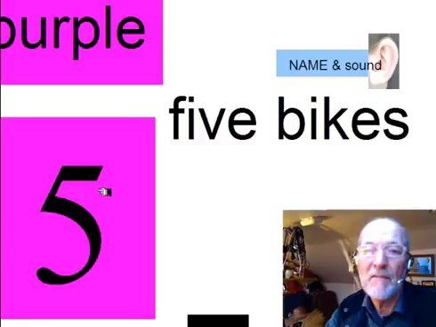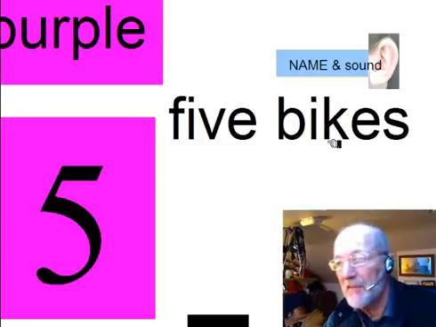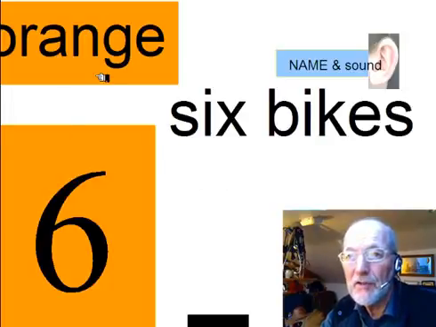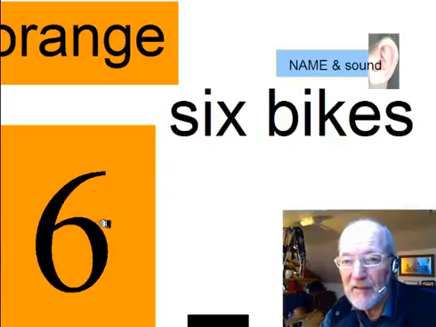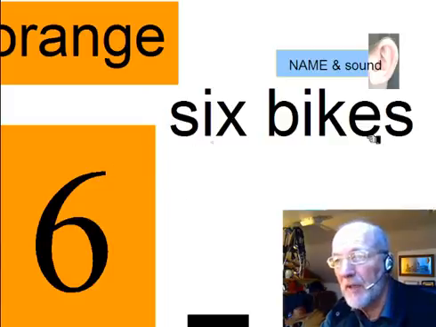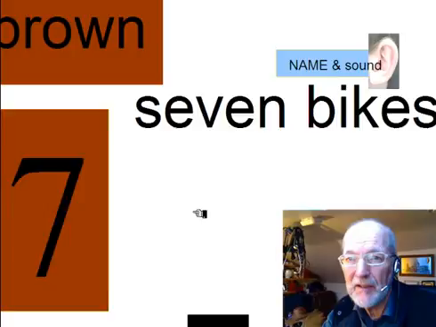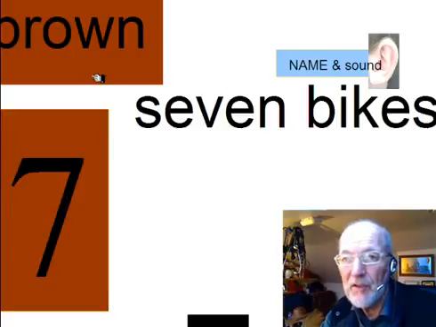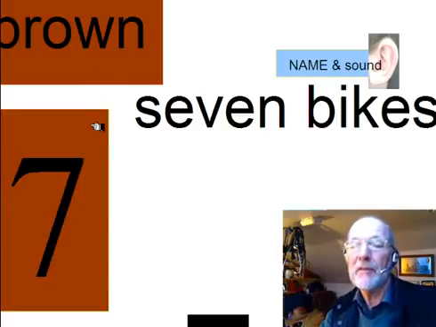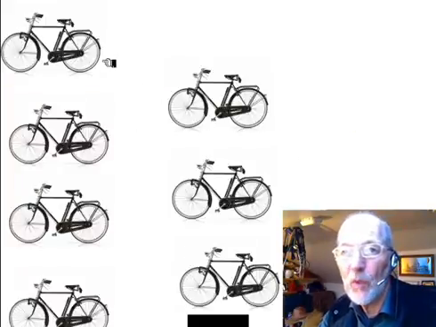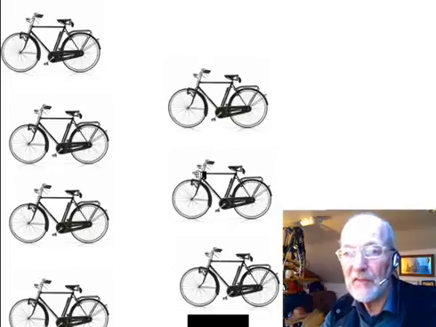Purple. 5. 5 bikes. 1, 2, 3, 4, 5. Orange. 6. 6 bikes. 1, 2, 3, 4, 5, 6. Brown. 7. 7 bikes. 1, 2, 3, 4, 5, 6, 7.